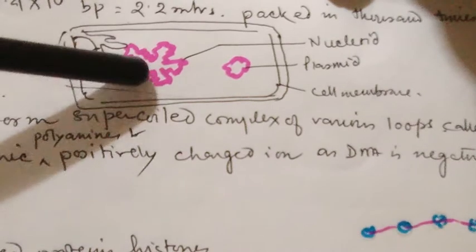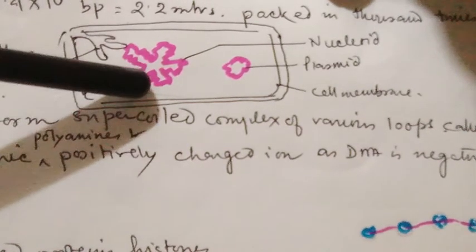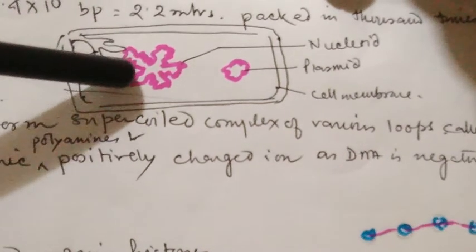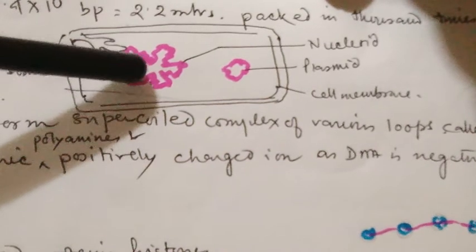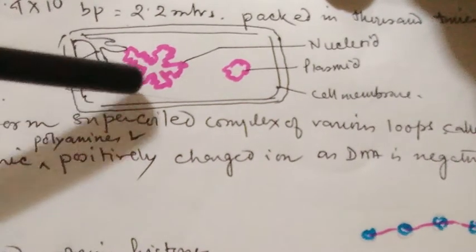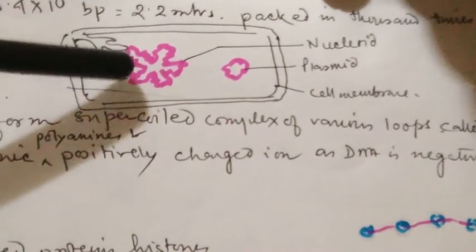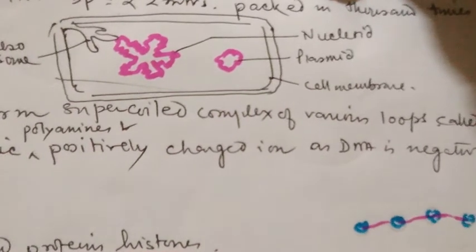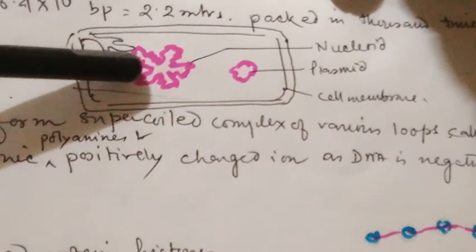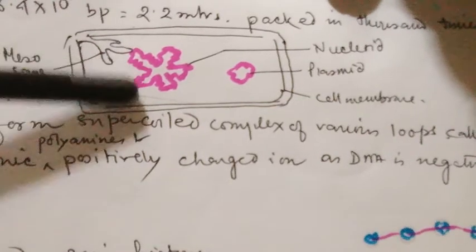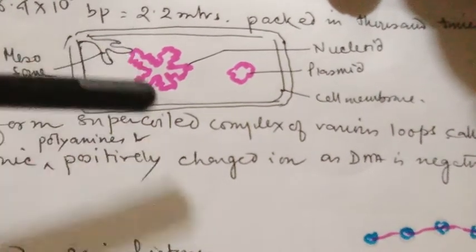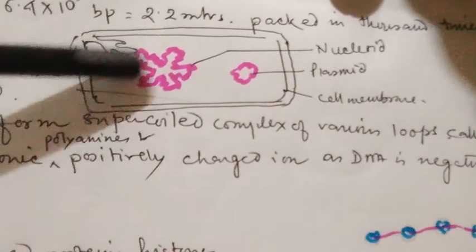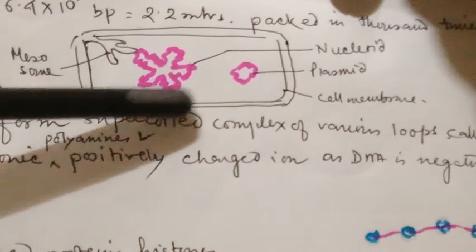So this DNA, which is a single circular DNA, ultimately forms a loop structure due to the coiling, and RNA helps in this coiling. Now it forms the nucleoid. Now these loops are held together by non-histonic polyamines and positively charged ions. Since DNA is negatively charged, positively charged ions and non-histonic polyamines help to maintain the structure of the DNA in the prokaryote.